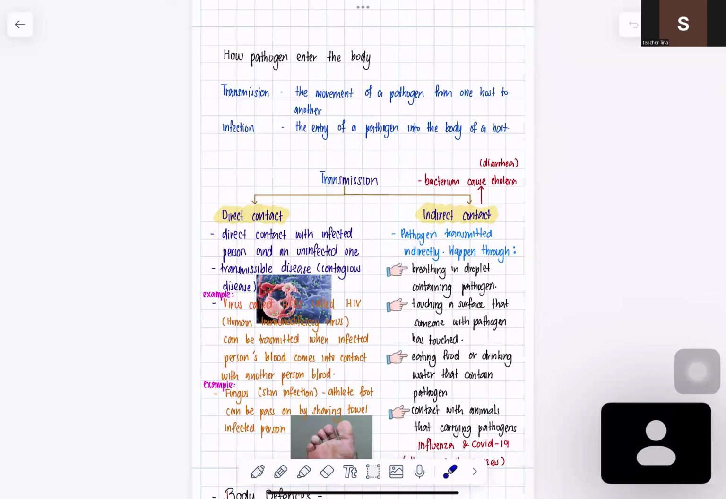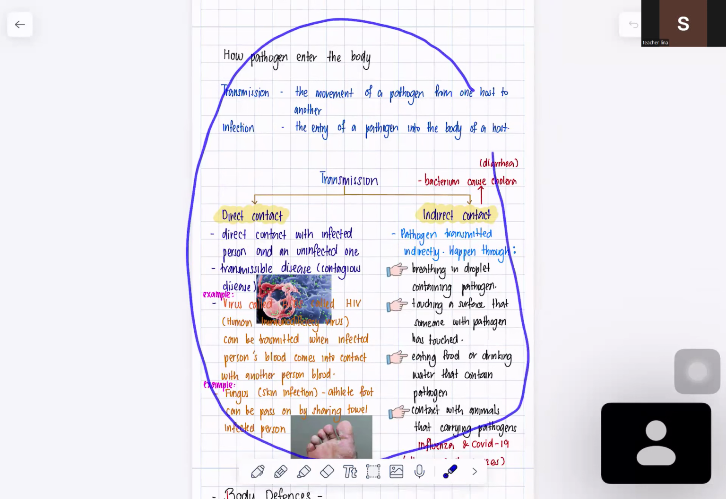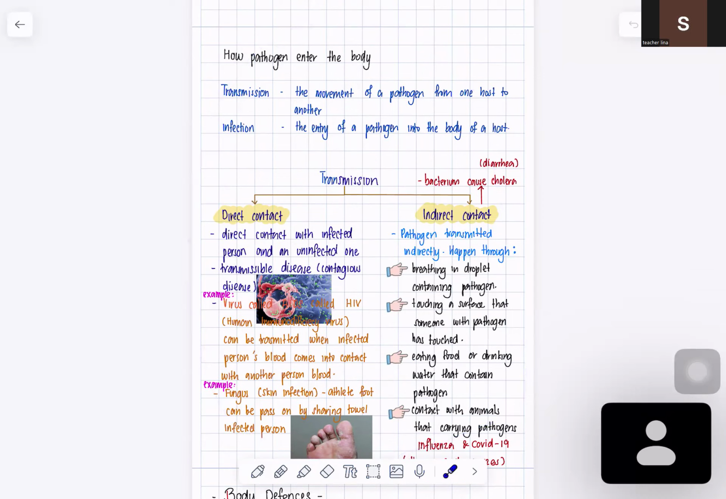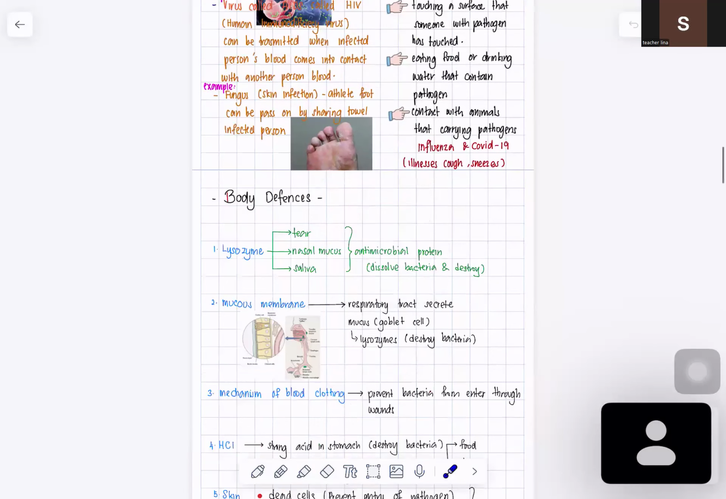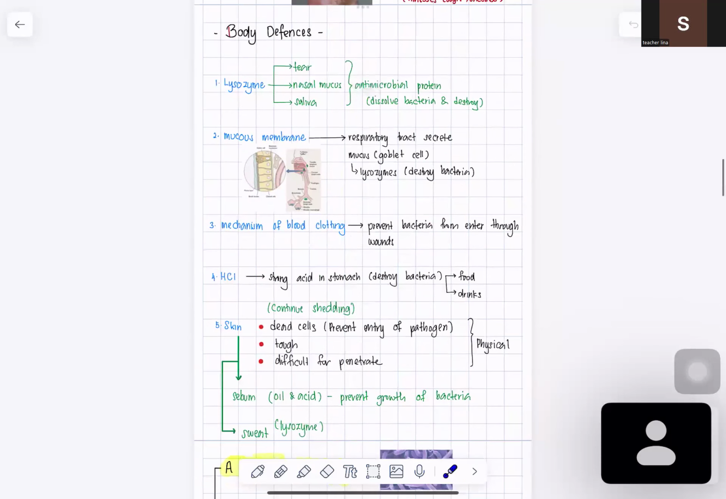Okay, so how does a pathogen enter the body? For how a pathogen enters the body, you need to know they have direct contact and indirect contact. Direct contact is when you contact an infected person. Indirect contact is like breathing in droplets, touching a surface that someone with a pathogen has touched, eating food or drinking water that contains pathogens. That one is indirect contact.